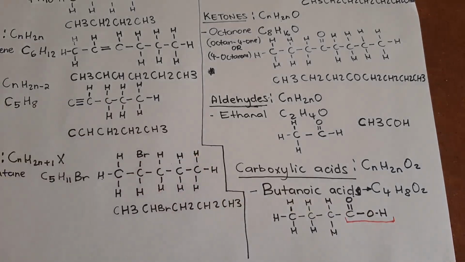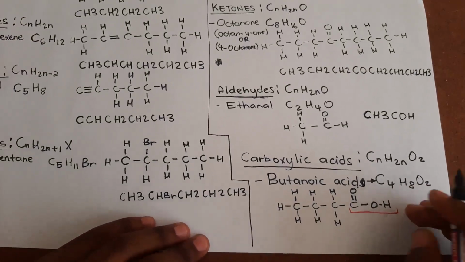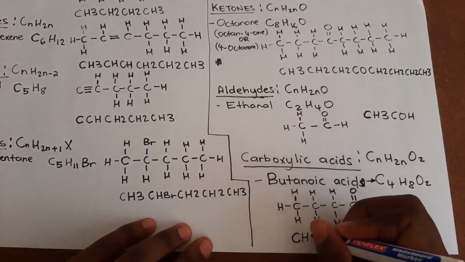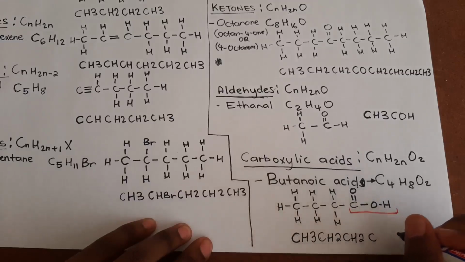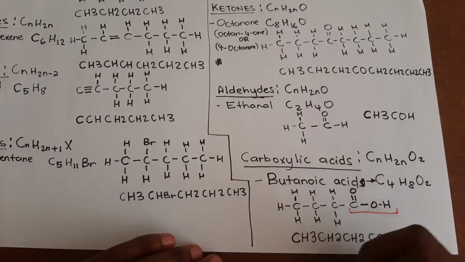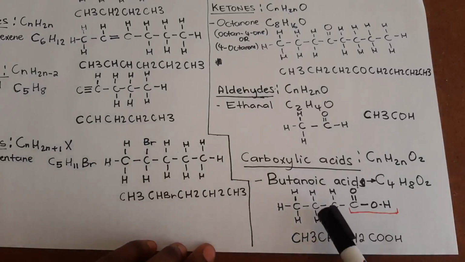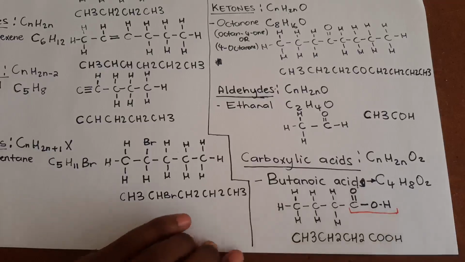Let's move to its condensed structural formula. In terms of condensed structural formula, we're going to have CH3CH2CH2COOH. So this becomes our condensed structural formula for butanoic acid. You can see the first C bonding with 3 H's, 1, 2, 3. The second one, 1, 2, and the third one, 1, 2. The last C is bonding with 2 oxygen atoms, and the last is the H atom.